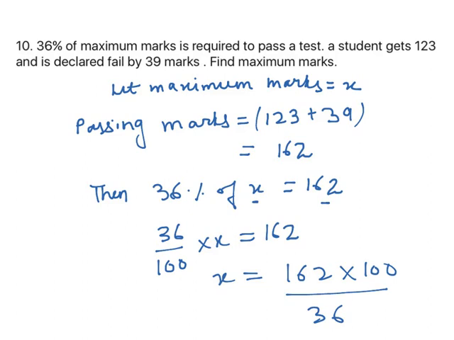Here in the question they have given 36% of the maximum marks in percentage form, and from the question we also find 162, the number they need to pass a test. That's why we equate these two terms: 36% of x is 162.